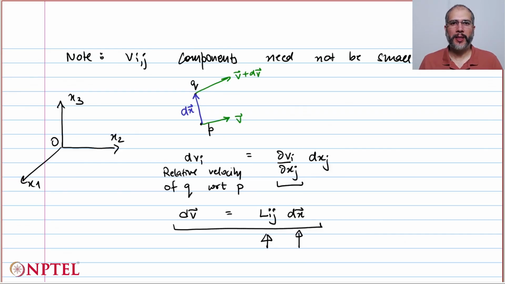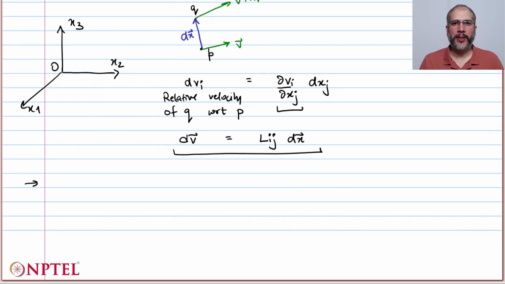So if I know the quantity Lij for a given point P, I can find the relative velocities of all points around the point P by simply moving the point Q, which results in different dx values, and the corresponding dv's are obtained. So now let us try to link this quantity L with the quantities that we had obtained in solids, because we're talking about rate of change here. Let us see if we can link this L to the quantity F, that was the deformation gradient tensor in solids.